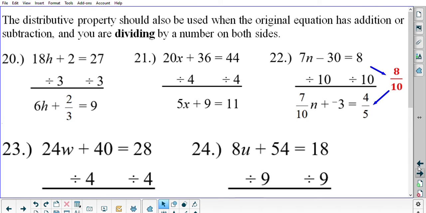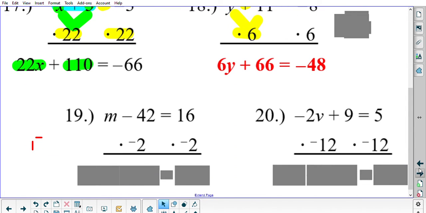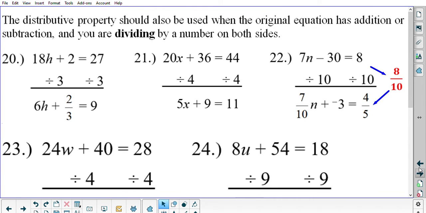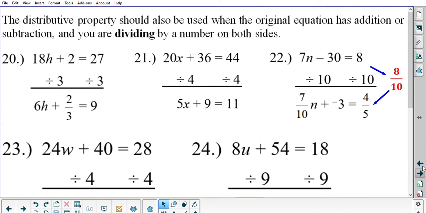All right, you will also see that there are a couple more problems here, 19 and 20. You're eventually going to do those on your own. Before you do, may I remind you that if there is subtraction, like on number 19, m minus 42, you should make it adding the opposite. Please do not forget that. Now, from here, I want to skip 19 and 20 for now. You're eventually going to do them. I want to talk about 20, 21, and 22.